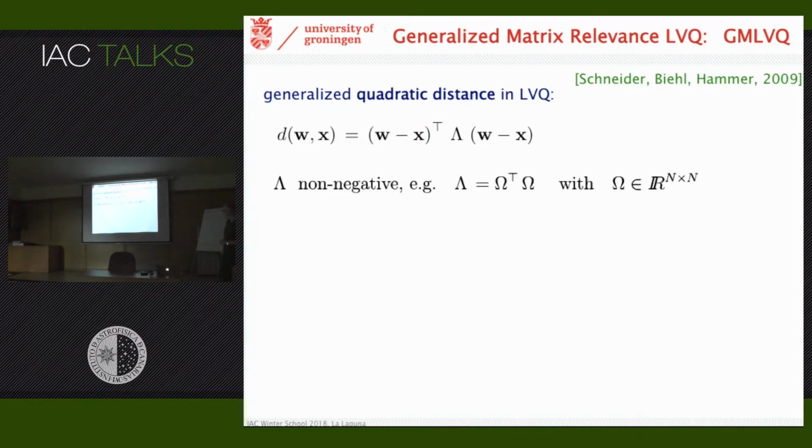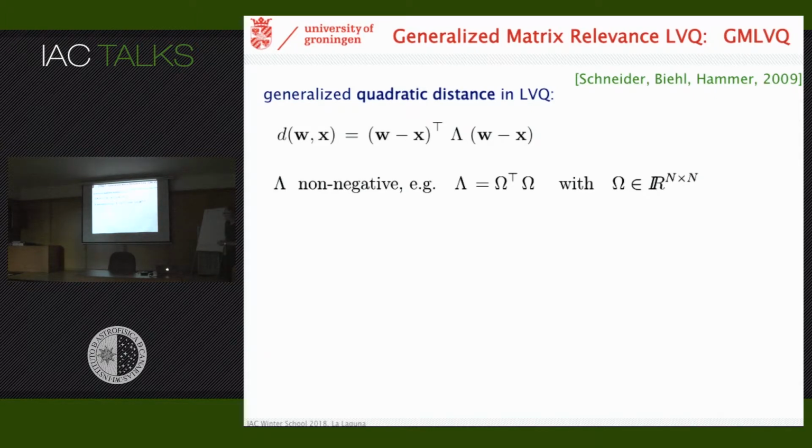How do we make a matrix positive semi-definite? Easy. We reparameterize this as the square of another matrix. So we write lambda as omega transposed omega, and omega could be another n by n matrix. This is an n by n matrix because both the prototypes and the data points are n-dimensional vectors. Now we have guaranteed that this is non-negative, and instead of choosing lambda explicitly, we simply choose the parameters, the elements of omega, which then defines lambda, and that defines the distance measure.